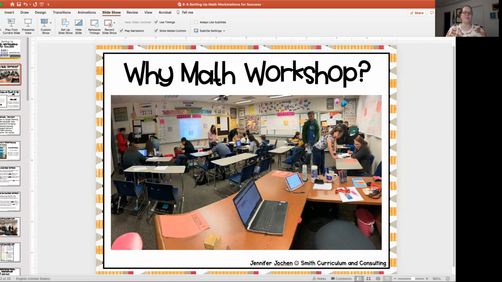As you can see in this classroom, this is a classroom that I did some consultation with, and these students are working in small groups, they're working independently, they're transitioning as needed, and they're all actively engaged in what they are doing. And that is what we want with Math Workshop. Students actively engaged with their learning.